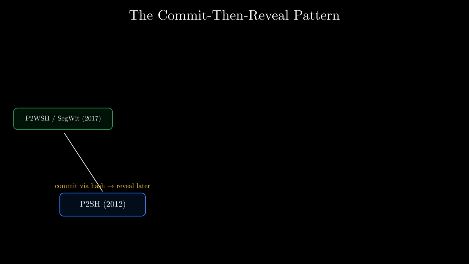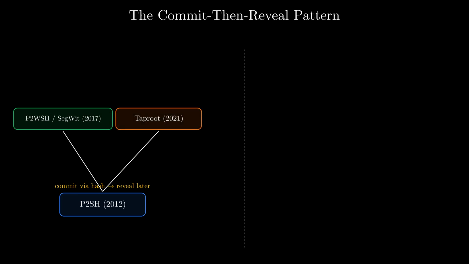P2SH is more than a multisig convenience. It's the template for how Bitcoin upgrades. Commit to capability via a hash, reveal it later. That same pattern enables SegWit's P2WSH and points directly toward Taproot.